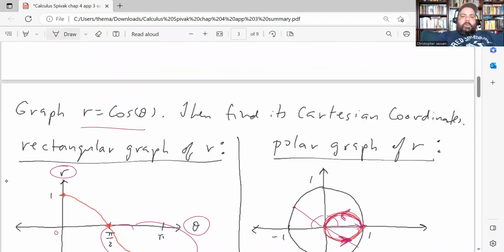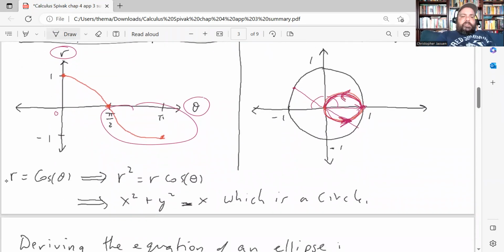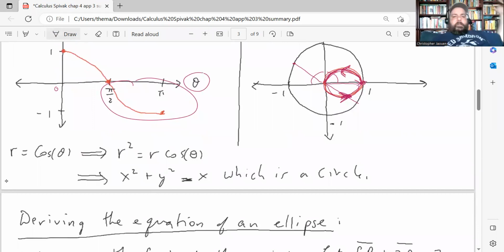And also he wanted us to write the Cartesian coordinates of that function. So just using the formulas to go from polar to Cartesian coordinates, if I multiply both sides of this equation by r, you get this, and r squared is defined to be x squared plus y squared, and r cosine theta is x. And if you remember, that's the equation of a circle, so everything matches up here.